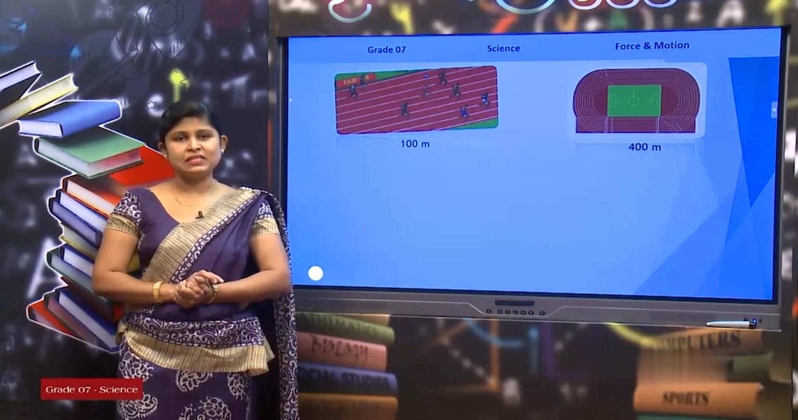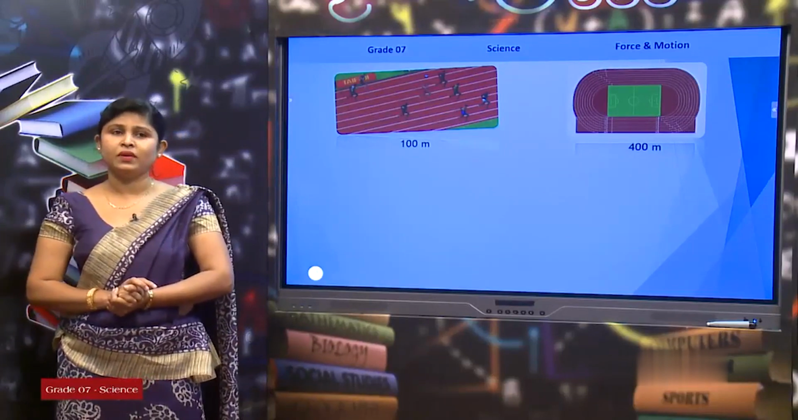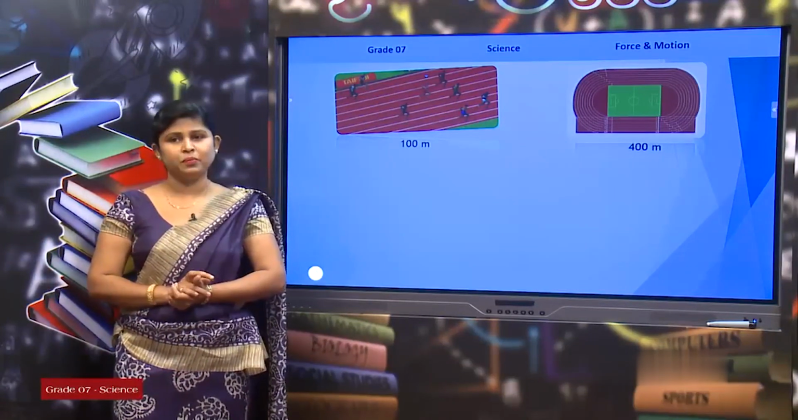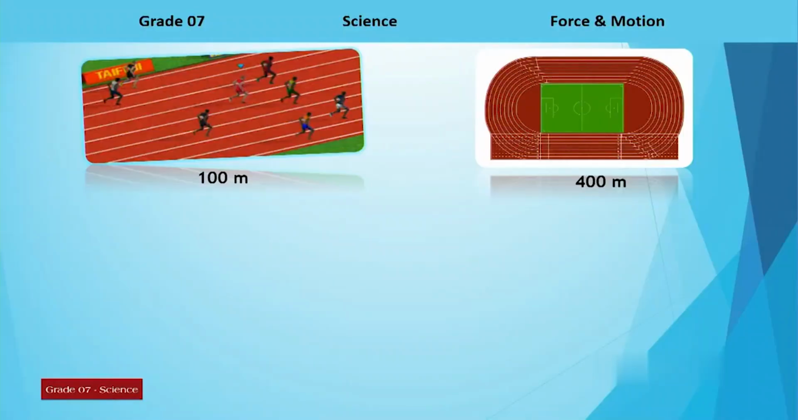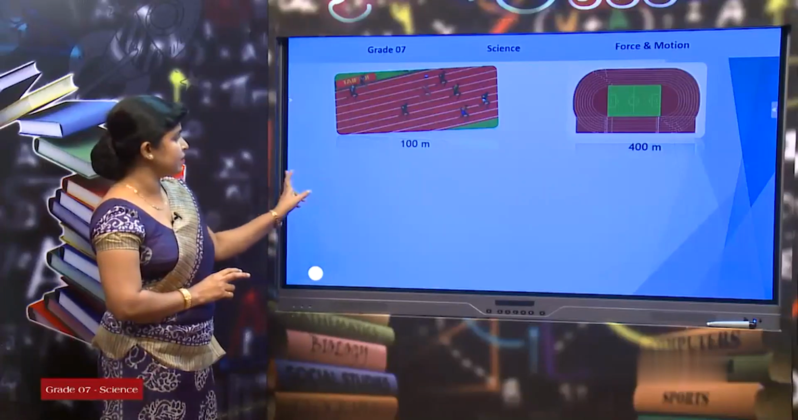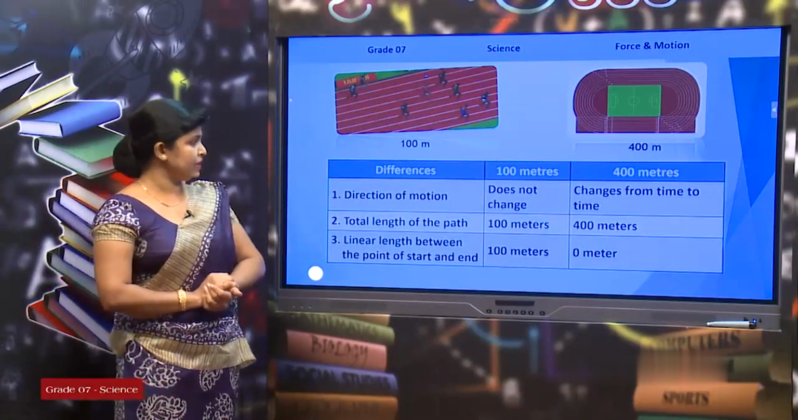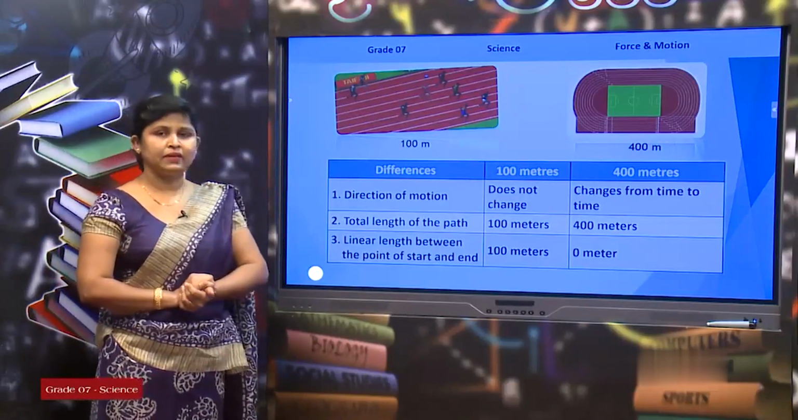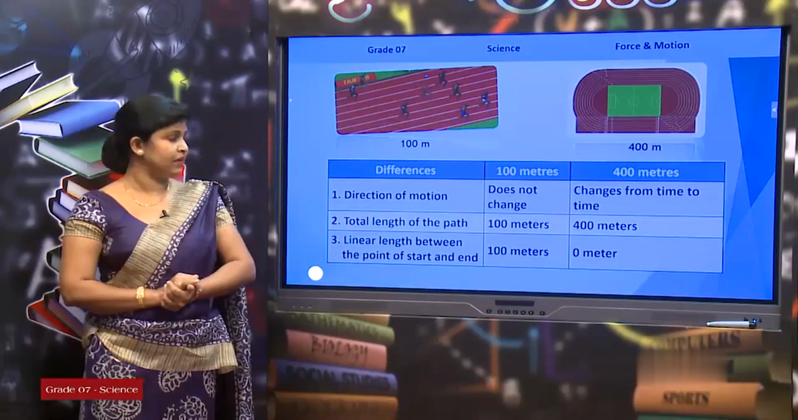Now, you can recall an instance of 100 meter and 400 meter running events in your school sport meet, right. In the first diagram, you are given the track of 100 meter running event. In the second picture, you are given the track of 400 meter running event. As both these events are short distance races, there are certain differences between these two races. We will see the differences. Here are the differences. Then we can compare the 100 meter running event and 400 meter running event.